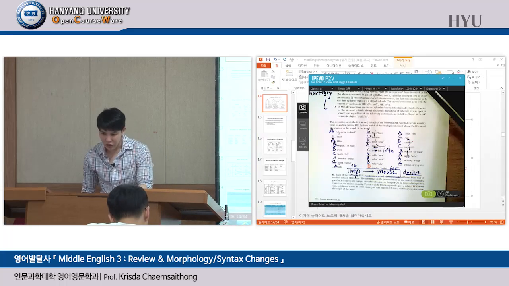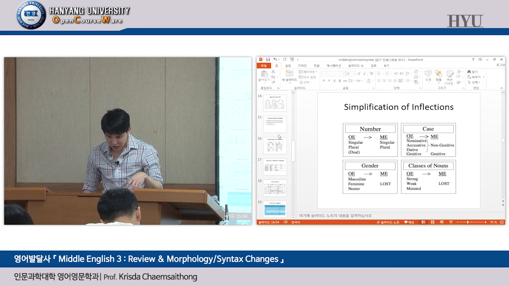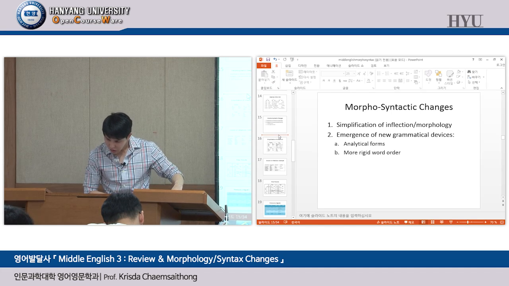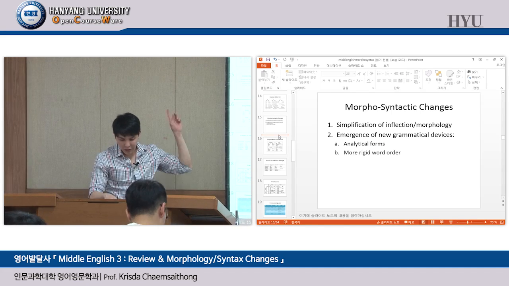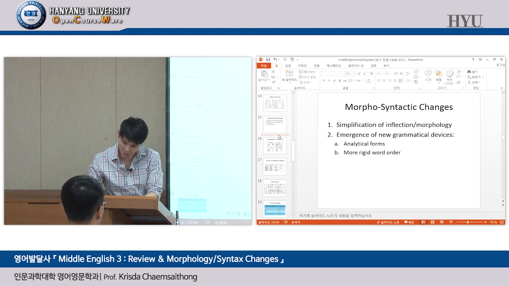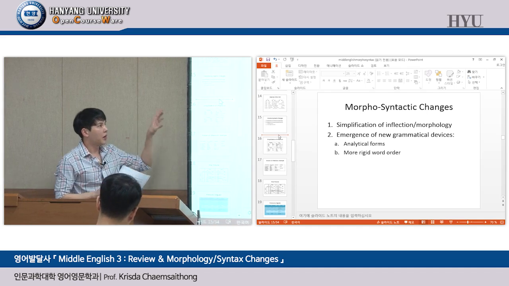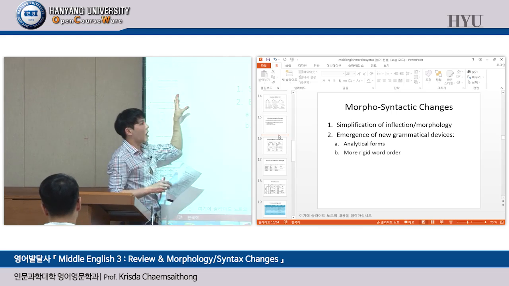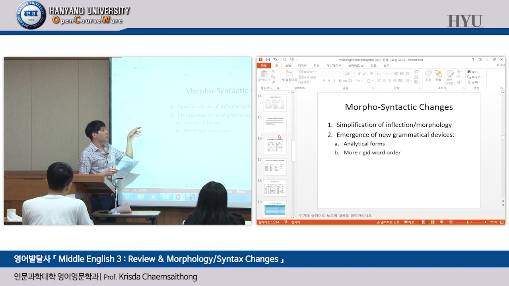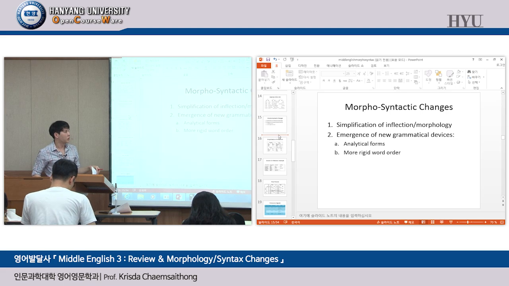Now let's come back to our syntax change in Middle English. So we talked about sound changes and also spelling changes, right? In Middle English, when we talk about morphology and syntactic changes, we talk about two main things. One is simplification of inflection or morphology, and two is emergence of new grammatical devices, including analytical forms and also more rigid word order, right?